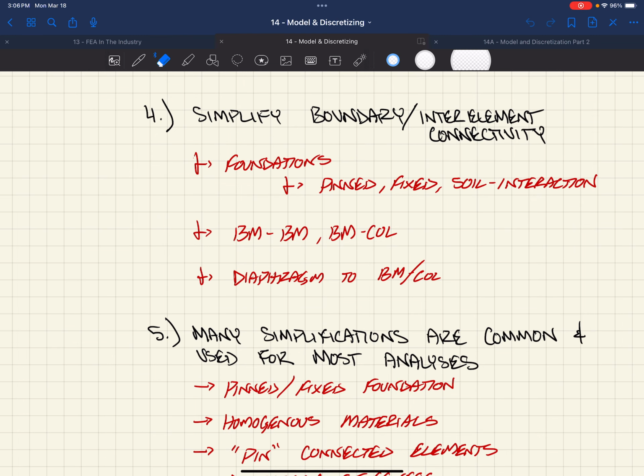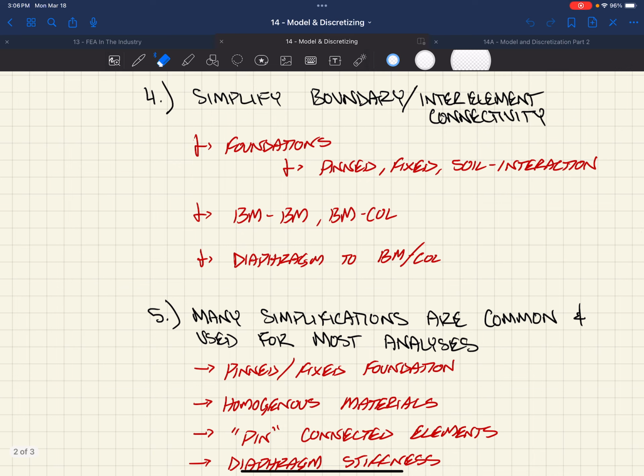We also want to simplify boundary interelement connectivity. Foundations is a huge one. I talked about that last week. Pinned versus fixed versus the code allows us to model the soil interaction. I think that would be a huge guess from at least my understanding of geotechnical engineering. I'm sure there's products out there that allow us to do that. I'm sure there's plenty of buildings that get built that way, but I'm sure they're very large scale buildings where maybe there'd be some economy to spending that much money on interaction.